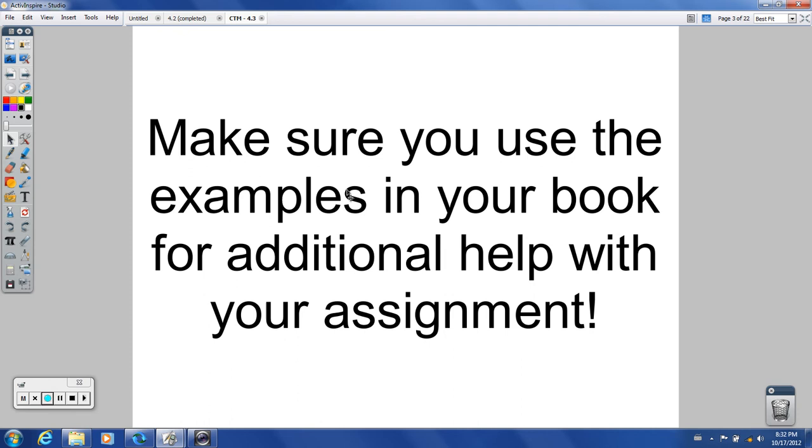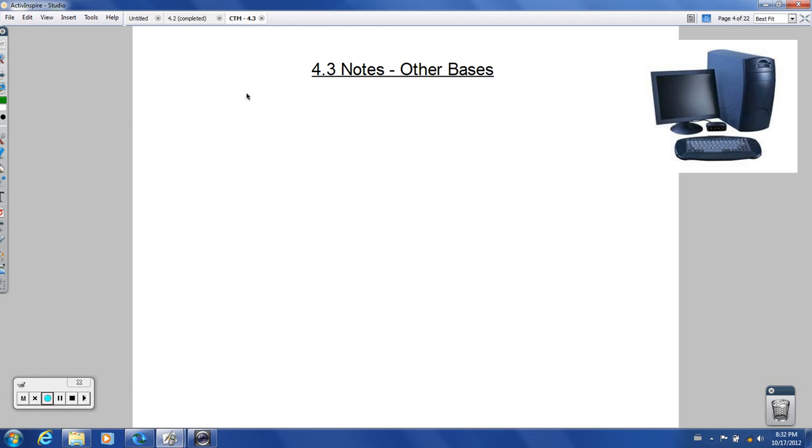So why do I have a picture of a computer over here? Let's talk about that a little bit. So I want to define some things first of all. So let's start off with some definitions here. I've got base 2. I want to know, what's base 2? Well, what's another name for that? You may have heard of binary code before. This is another name for base 2.